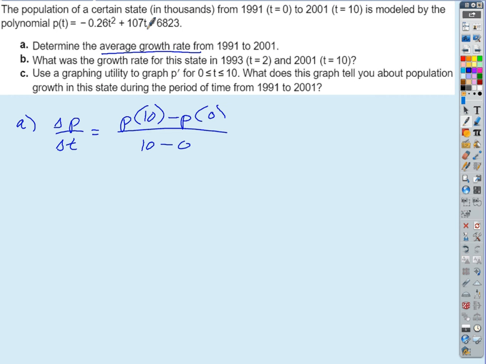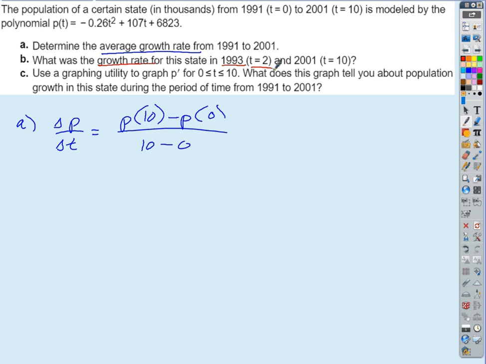Okay. What was the growth rate for this state in 1993? What's that implying there? Is it an average? No. If they're asking for the growth rate, they're asking for the instantaneous rate of growth, right? So is that a calculus issue or a pre-calculus issue? That's calculus. That's not a slope of a secant line. That's a slope of a tangent line.